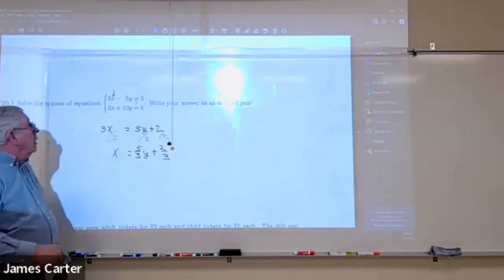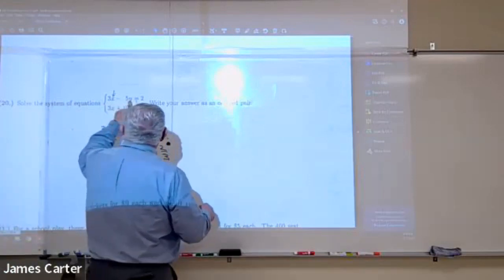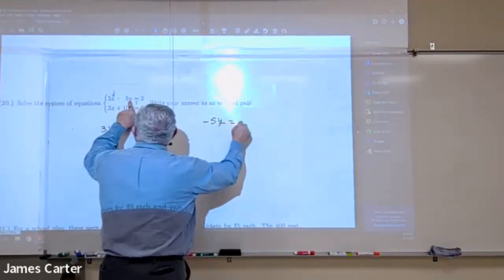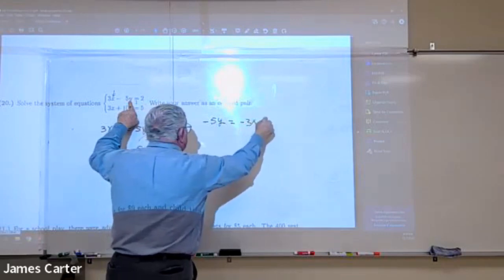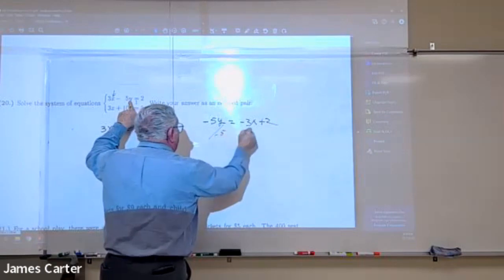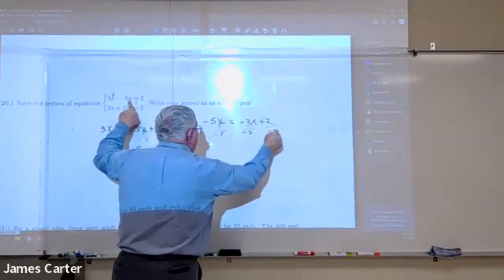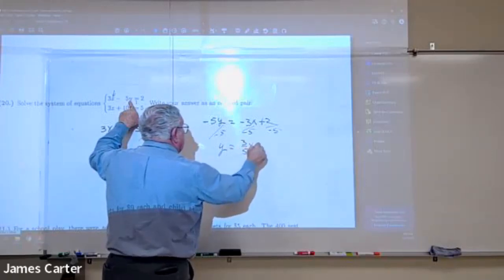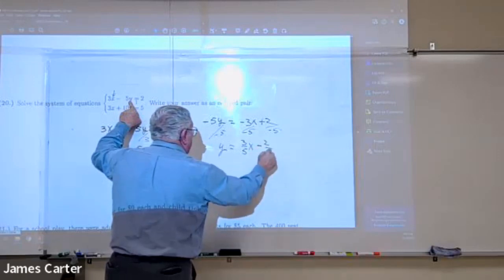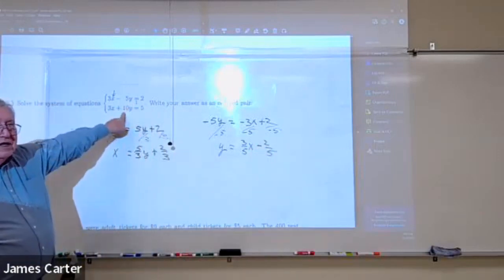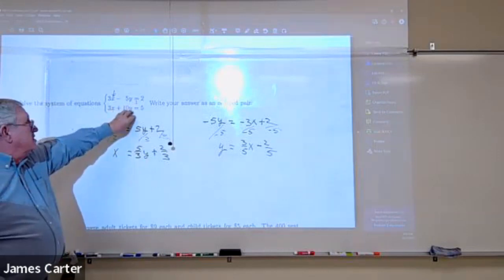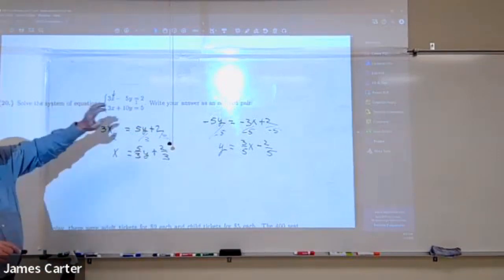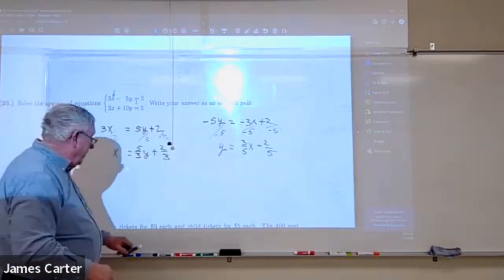Well, what if you tried to use y as your substitution value? Negative 5y equals negative 3x plus 2. Divide by negative 5. y equals positive 3/5 x minus 2/5. That way to substitute into this. That's no better. And I could do the same thing with these two, and it would still be no better. So I would never do this one by substitution.